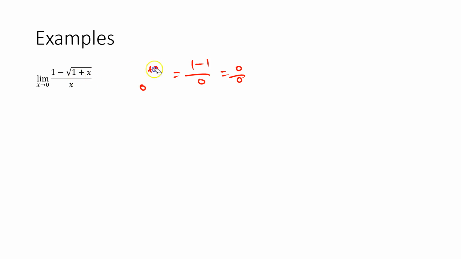So the conjugate, remember, we talk a lot about complex conjugates. In this case, we're starting with 1 minus root 1 plus x. So I'm going to multiply by 1 plus root 1 plus x on the top. And if I do it on the top, I've got to do it on the bottom.